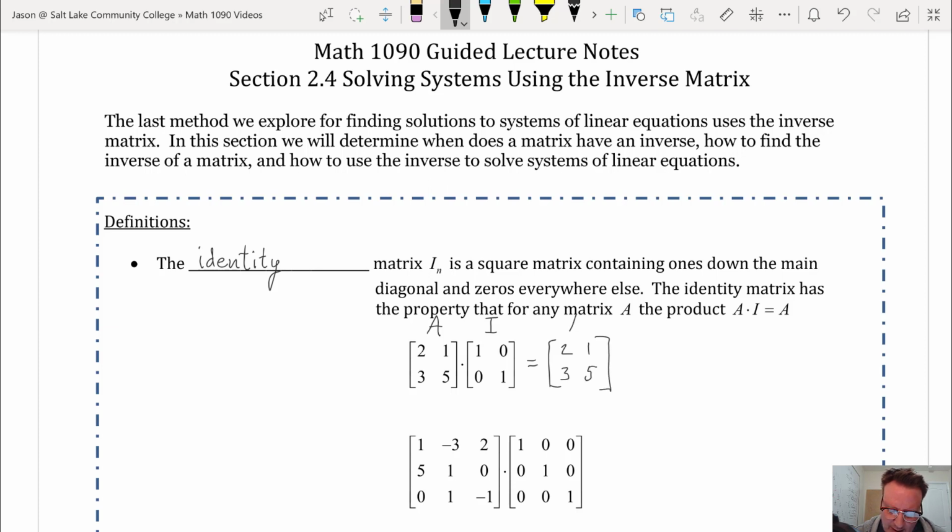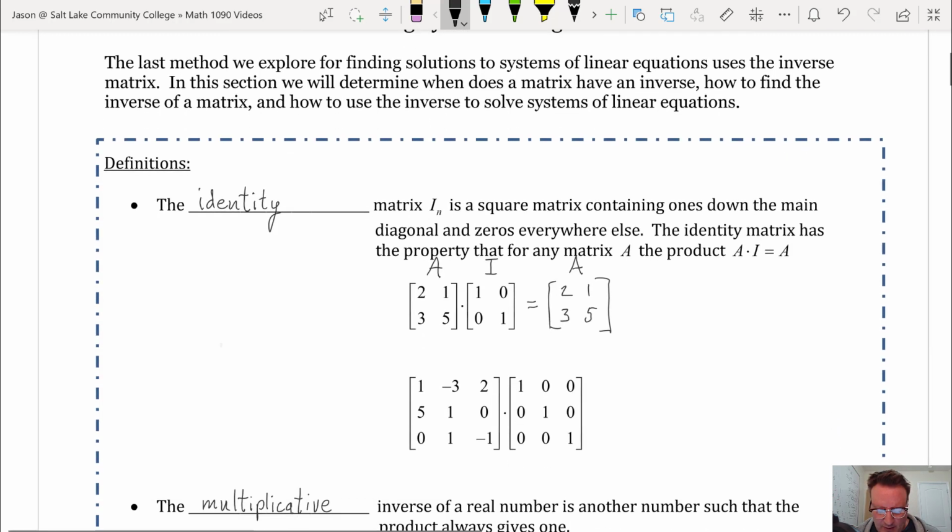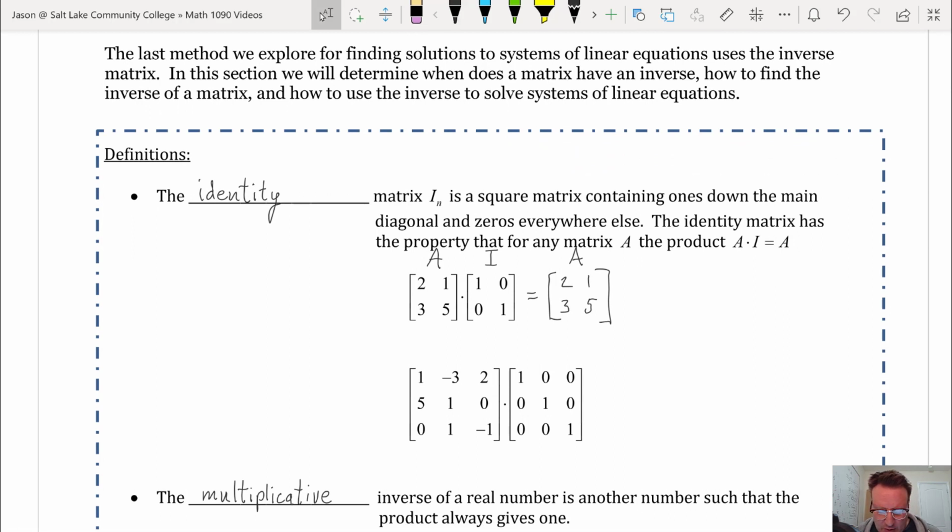Notice this is just A again. Okay? So the identity matrix kind of does nothing under the operation of multiplication. Multiplying any matrix by the identity matrix does nothing to that matrix. Here's another example with a 3 by 3 matrix.